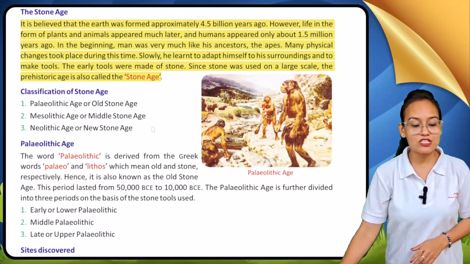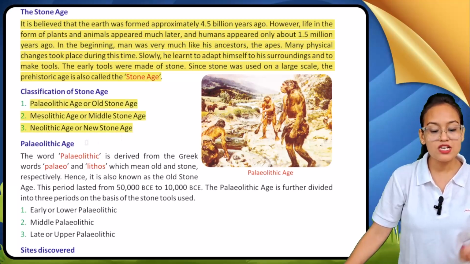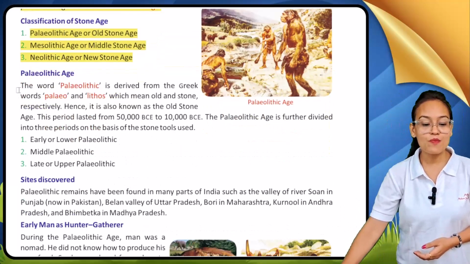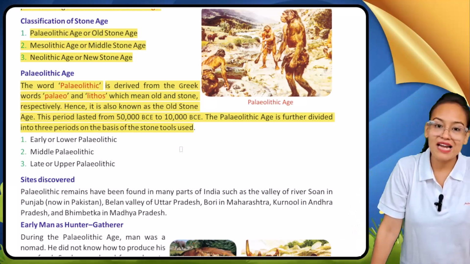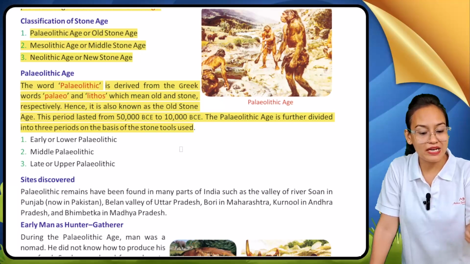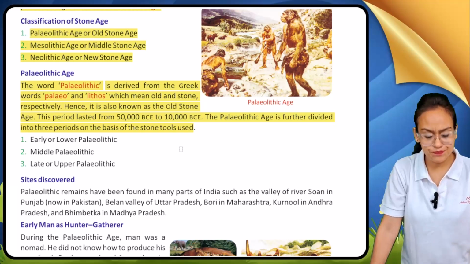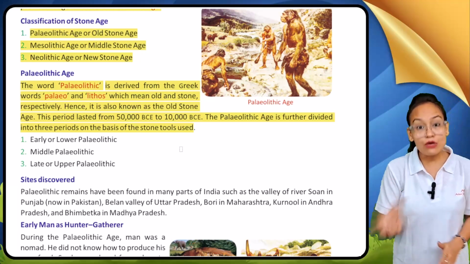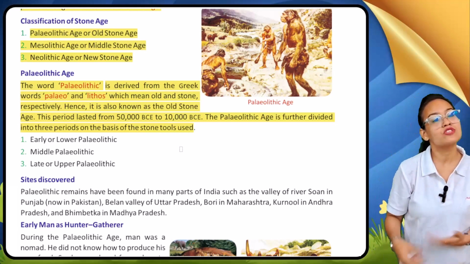Stone Age is divided into three ages: Paleolithic age or Old Stone Age, Mesolithic age or Middle Stone Age, and Neolithic age or New Stone Age. Now, what does Paleolithic age mean? Let's have a look. The word Paleolithic is derived from the Greek words paleo and lithos. Paleo means old and lithos means stone. So that's why the Paleolithic age is known as Old Stone Age. And the duration of the Old Stone Age is 5000 BCE to 10,000 BCE.